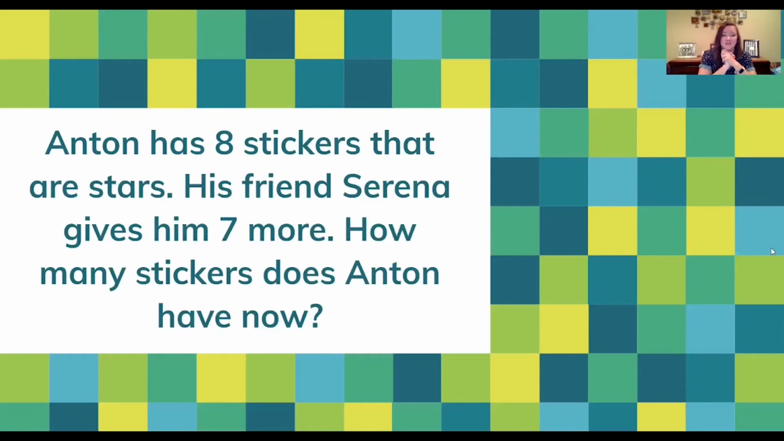Anton has 8 stickers that are stars. His friend Serena gives him 7 more. How many stickers does Anton have now? All right, so I'm going to grab my timer. I'm going to put 2 minutes on the clock. Let me give you a countdown. Here we go. 3, 2, 1, and go.